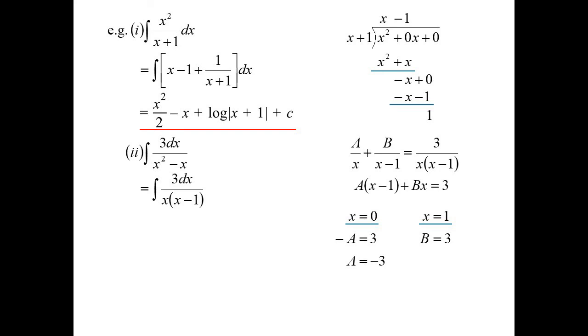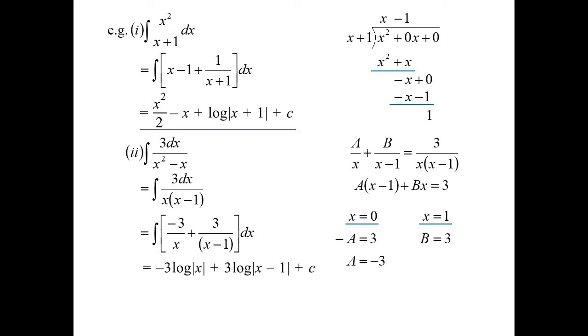Alright, so I now know I can rewrite this fraction as minus 3 on x plus 3 on x minus 1. And that we can integrate. So we get minus 3 log x plus 3 log x minus 1. When the coefficients are the same, well, don't worry about the sign, I'm talking about the actual number, then I'm going to use my log laws and bring that in. So it'll be 3 log of x minus 1 on x, plus, of course, a constant.